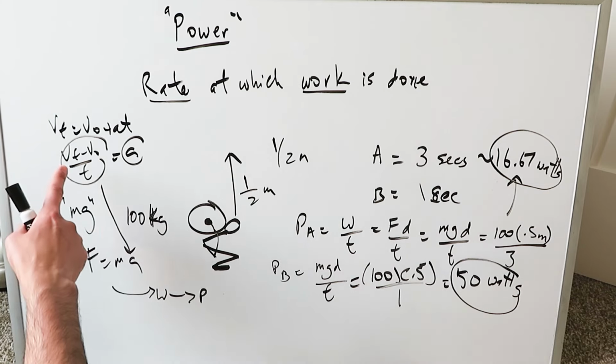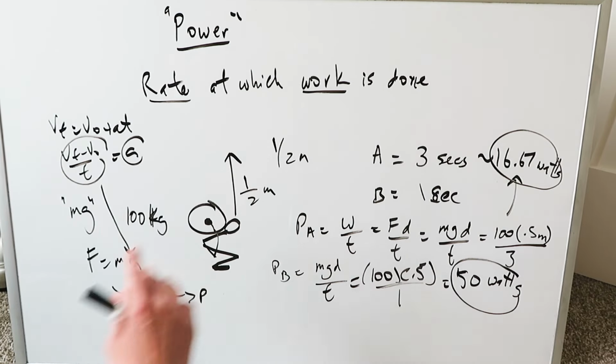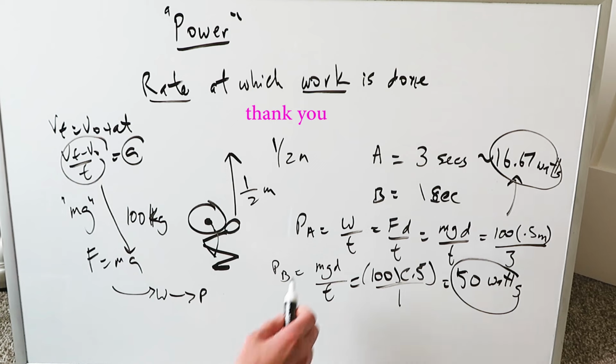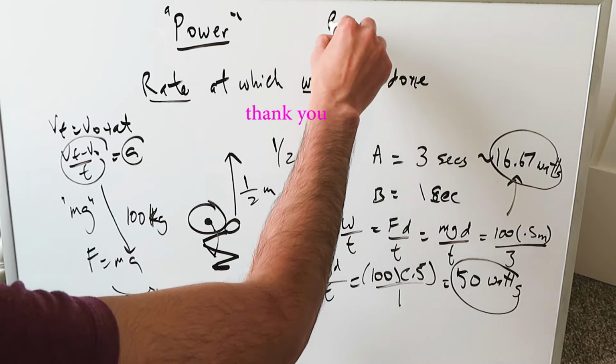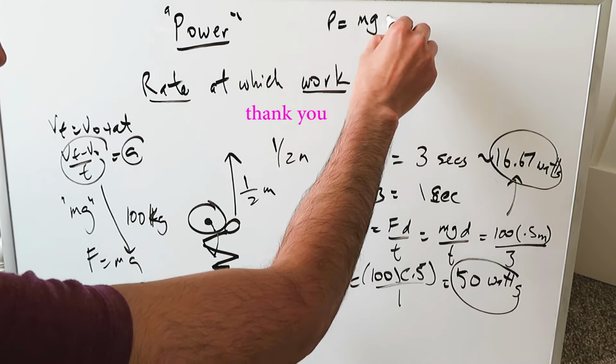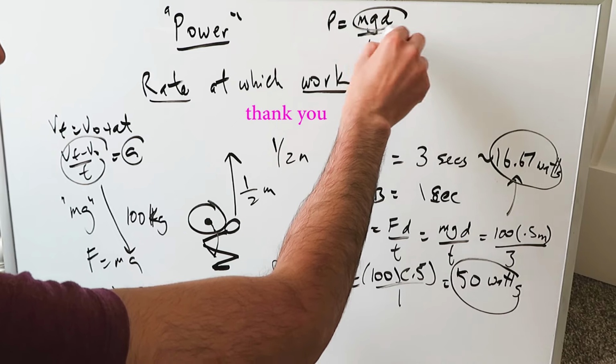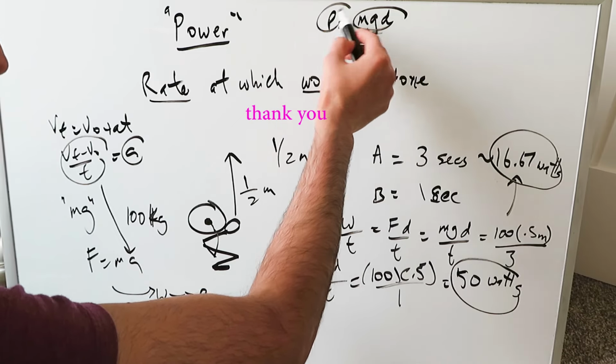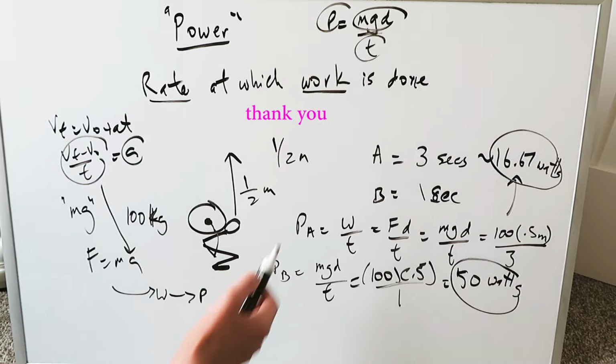Rate, work, your weight, the distance involved, all of these make sense. Lastly, when you look at this equation, power is equal to mass times gravity times distance over time. These three items are directly proportional to power. This is inversely proportional to power.